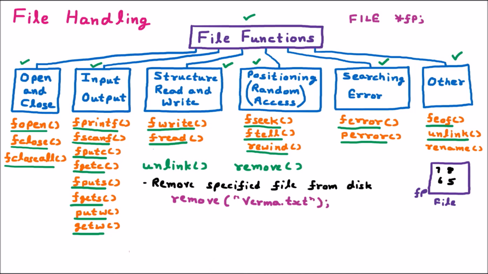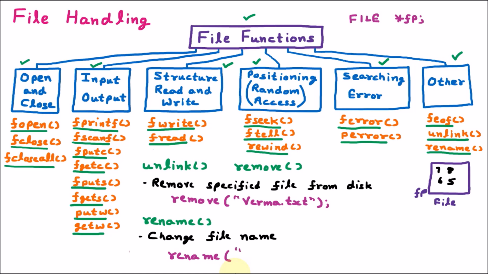The next function is rename. This function is used to change the name of a file. So here we have to provide the rename function to rename the file. We have to provide the previous name. Let's say the previous name of the file is verma.txt. This is the previous or the old name. And we have to provide the new name. Let's say the new name of the file is ankit.txt. So this new name will be applied.